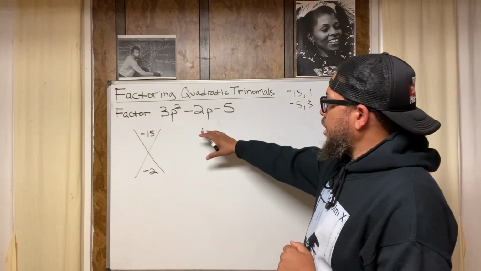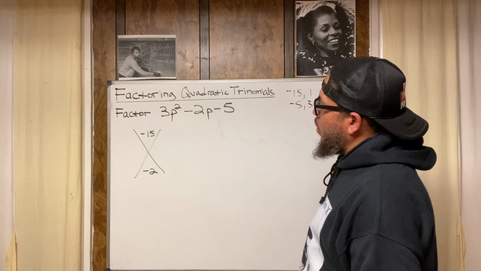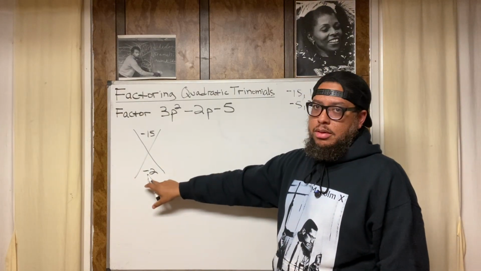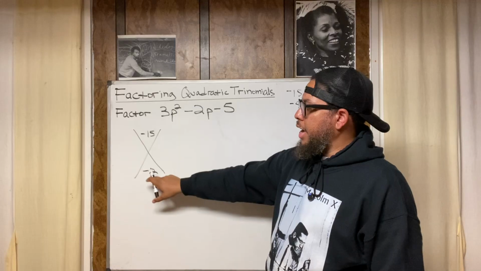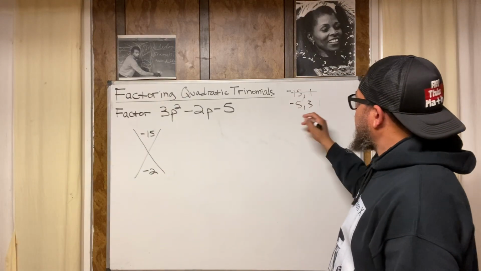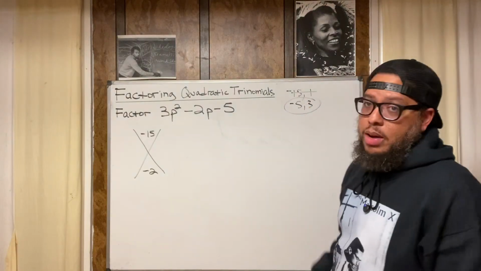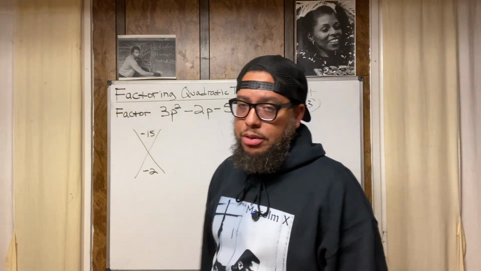All right. Now, next step is this. Out of the factor pairs, which one is going to add up to this number at the bottom? Negative 15 and 1? No. What about negative 5 plus 3? Yes, it does. You also need to know how to add and subtract positive and negative numbers, right?